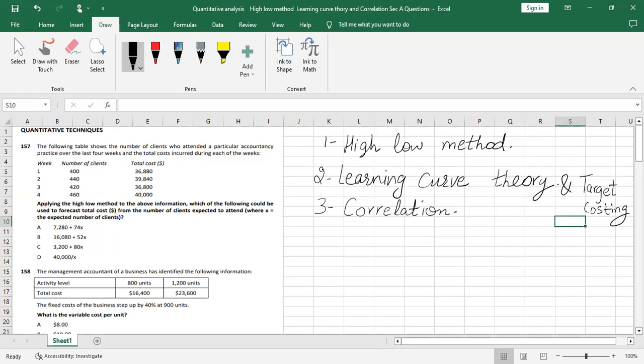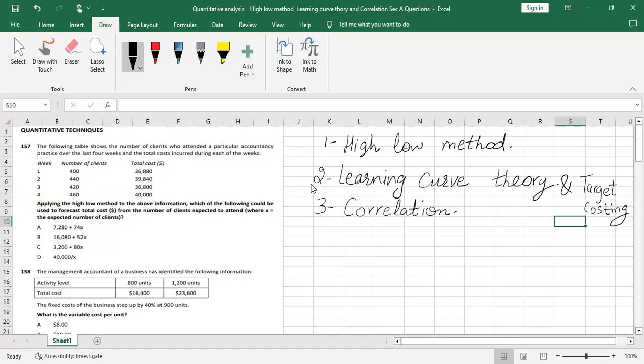If we could not manage time today because there are a number of MCQs to be discussed, then I will upload a section C question, which is Big Cheese Chair, which includes the concept of target costing and learning curve theory both. So you will be able to learn this concept with that recorded lecture, where we have completely solved a question for 20 marks, which is a mix of target costing and learning curve theory.